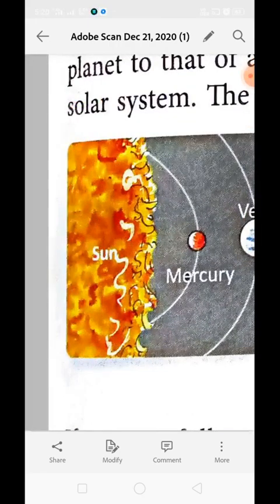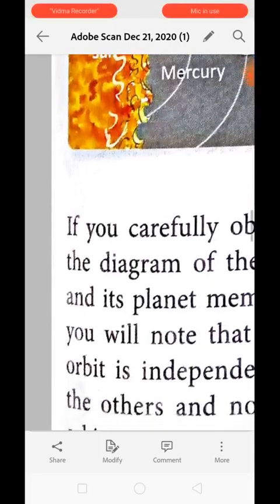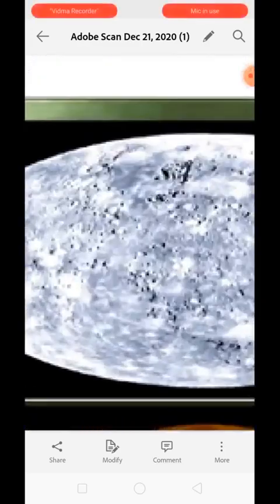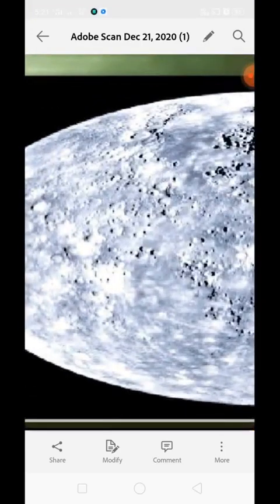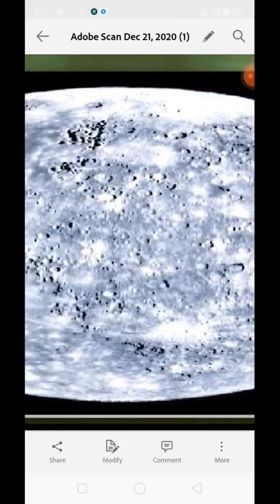It revolves in an elliptical orbit and is made up of rocks and metal. Mercury has an uneven surface with huge craters. You can see the uneven surface of Mercury, right? The surface is uneven because of the huge craters that have fallen on it. The temperature on Mercury varies from 450 degrees centigrade to minus 170 degrees centigrade. During night time it becomes too cold. During daytime the temperature is about 450 degrees centigrade.